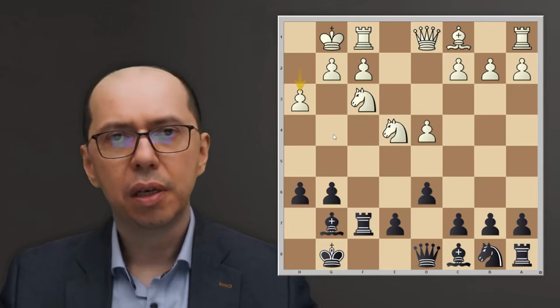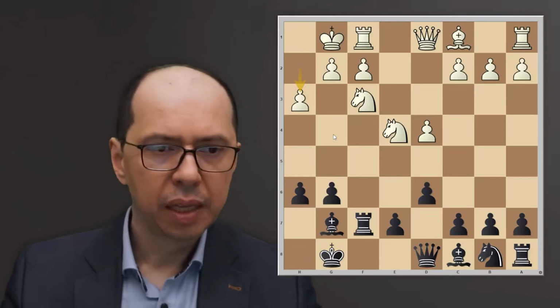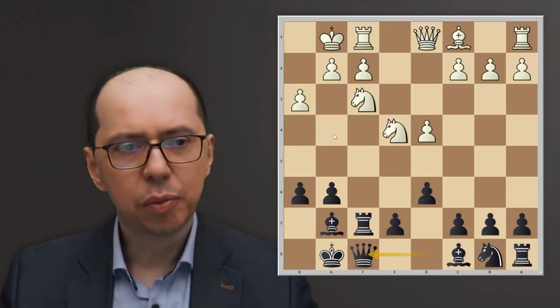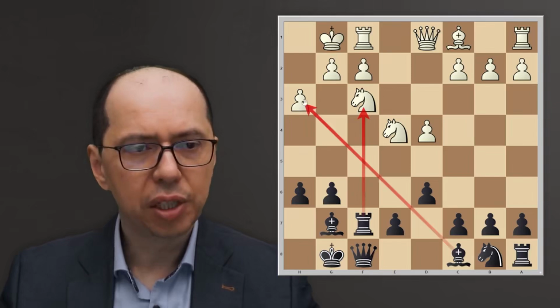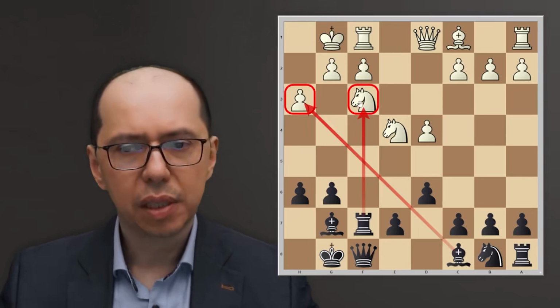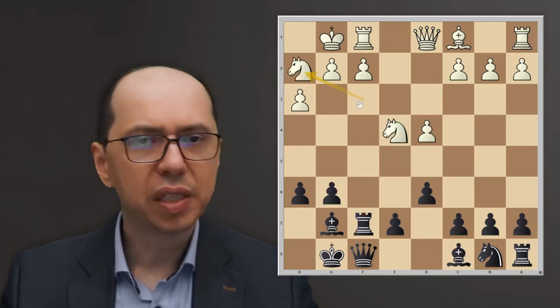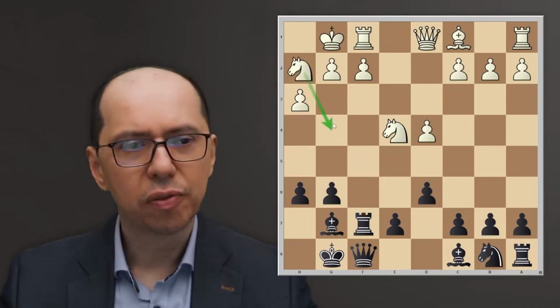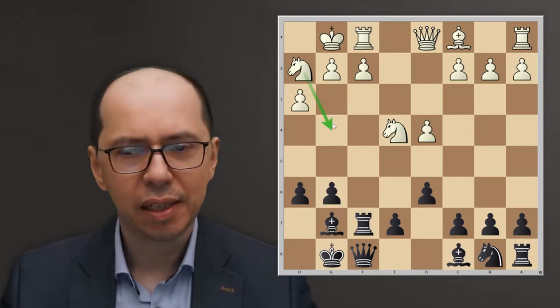White will probably go h3. Queen f8, I really like this move. Black is threatening rook f3 and bishop h3. I mean, both these things are a vulnerability at the moment. White will probably move this knight, sort of preparing for the attack, which doesn't really exist.